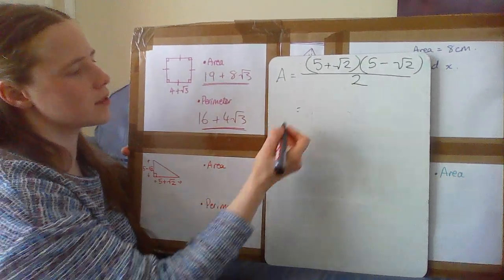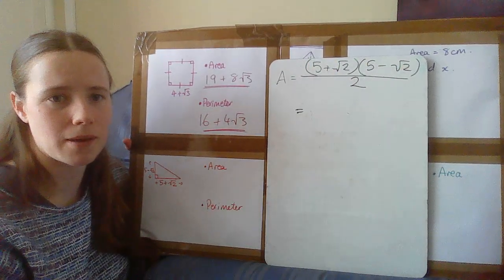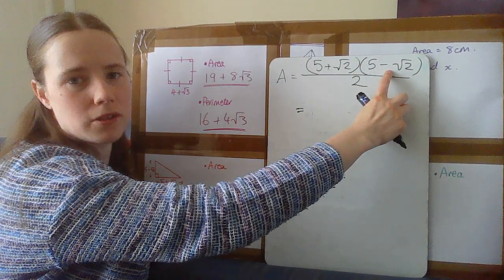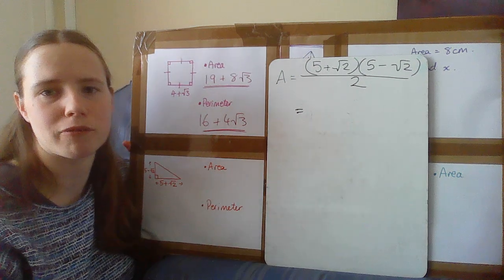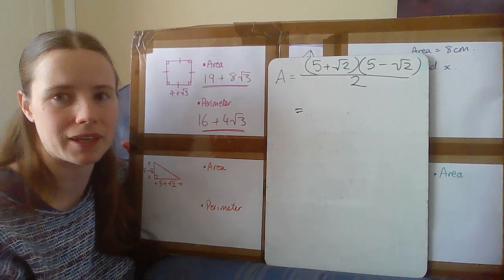Now, you can expand and simplify the top just step by step, that's absolutely fine. But some of you might have noticed that this is the complement of this. They're exactly the same except for a plus and a minus. So I can actually use the difference of two squares to make my life a little bit easier.